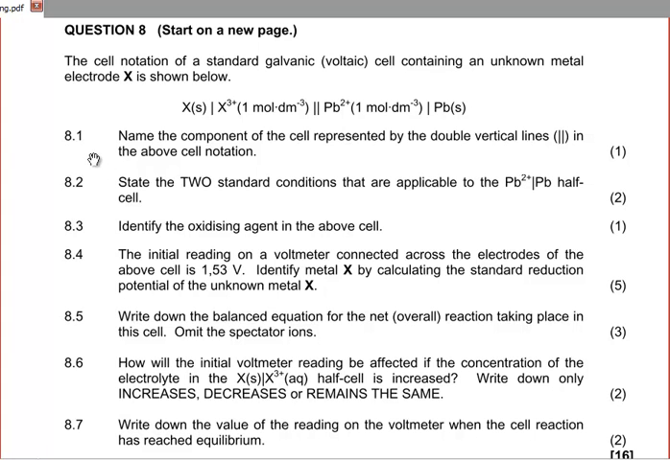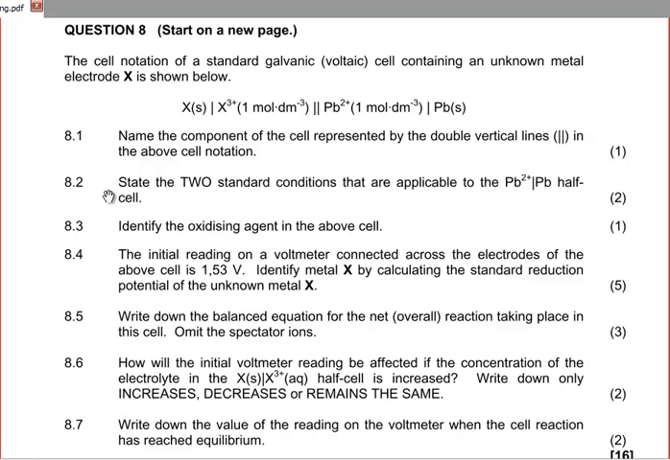Question 8.1 says, name the component of the cell represented by the double vertical lines in the above cell notation. Since this is a cell notation, this double line represents the salt bridge. Question 8.2, of course this one is a galvanic cell, so we know that in a galvanic cell we have our salt bridge separating our anode and cathode reactions.